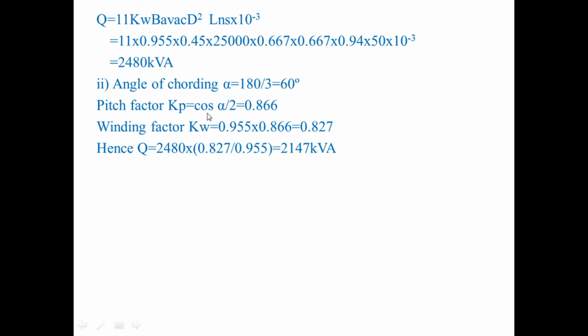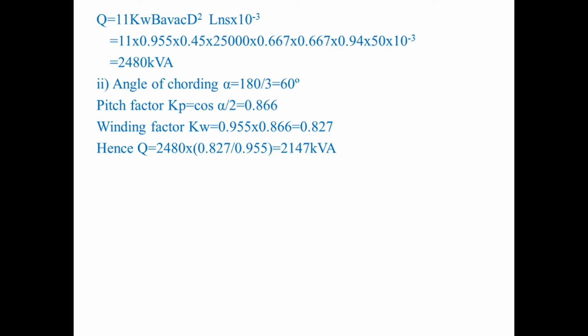So the pitch factor is given by cos alpha by 2. If you substitute the value of alpha as 60 degrees, it is cos 30. Cos 30 is 0.866, so the pitch factor will be 0.866. The angle of chording: a full pitch coil is 180 degrees. It is 1 by 3 of a full pitch coil, so 180 divided by 3, and you will be getting 60 degrees as the chording.